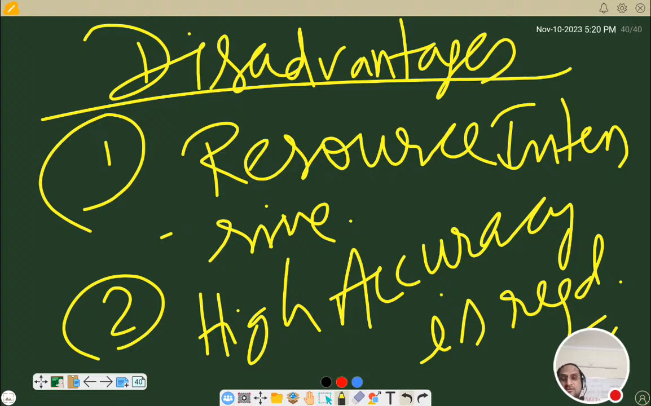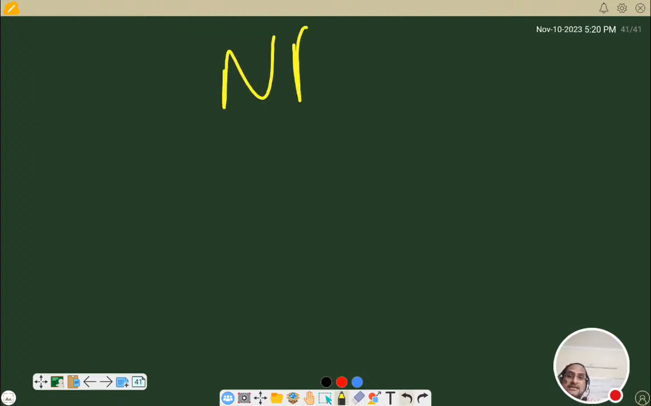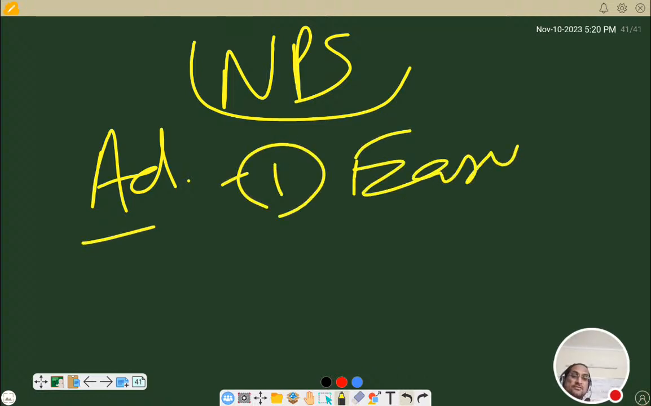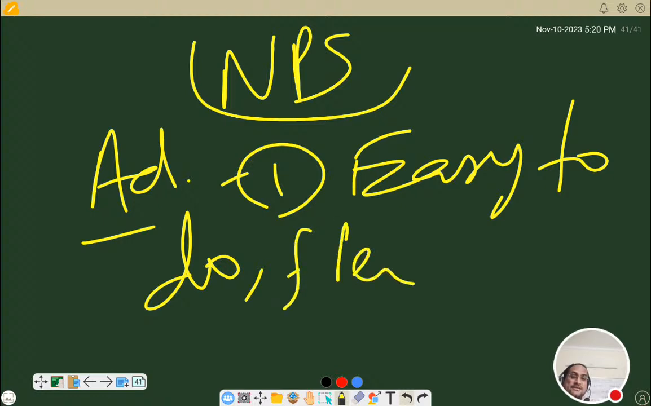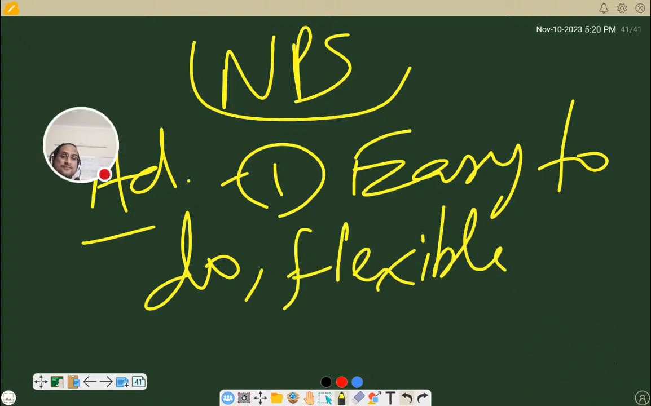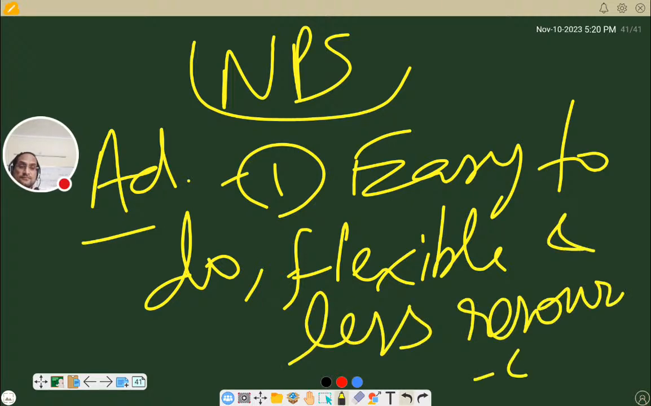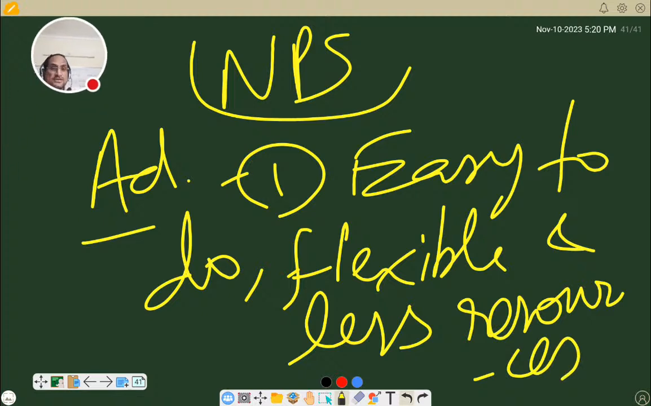Okay, now we'll go to non-probability sampling advantages. What is the advantage? The biggest advantage: easy. It is easy to do because of high flexibility and less resources will be required. Very less resources will be required.